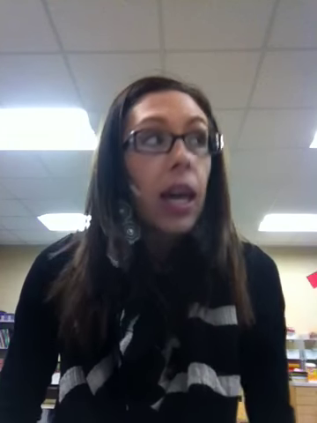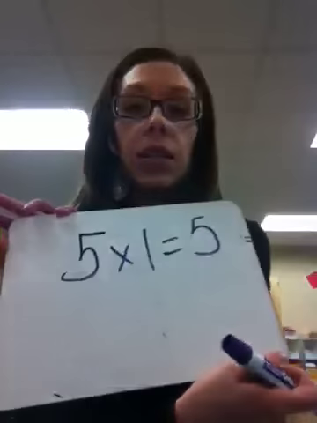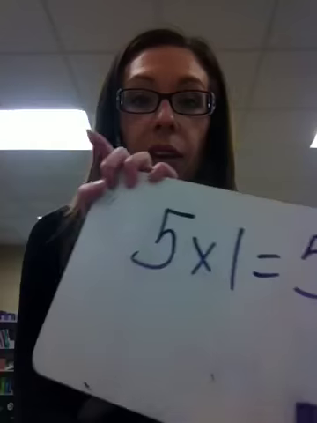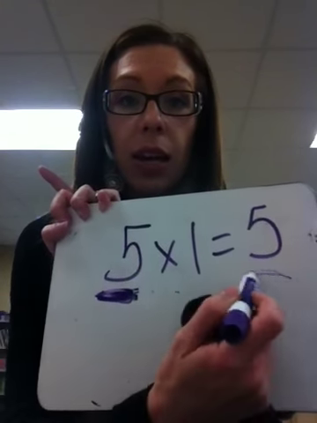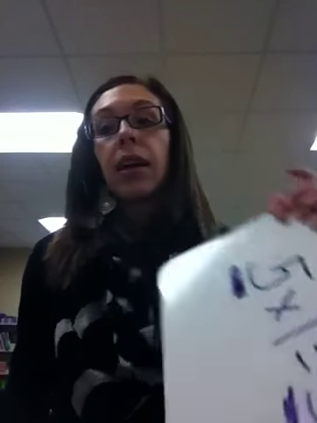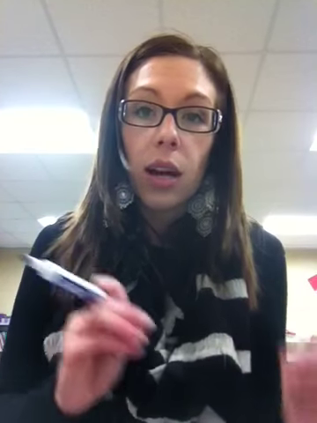Here's some hints. For 1's facts, anything times 1 is going to be that number. So for example, if I did 5 times 1, the answer will be 5. The product is 5. Anything right here times 1 is going to be that other number, okay? And a little hint with your zeros, anything times 0 is 0. That takes no brain power at all. If you see a number multiplied by 0, it's always going to be 0.